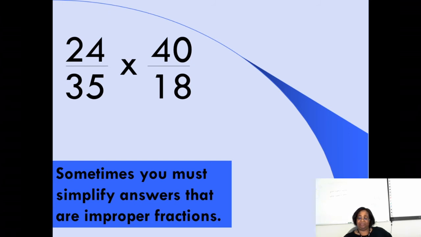Okay, Ron, what did you cancel? So did you do 35 and 40? Yep. I must have done 24 and 18. 24 and 18, we could reduce both of those by 3 or 6, okay? So 6 goes into 24 4 times, 6 goes into 18 3 times. Then 5 goes into 40 8 times, and 5 goes into 35 7 times. And it doesn't look like we can cancel anything else. You get 32 over 21.